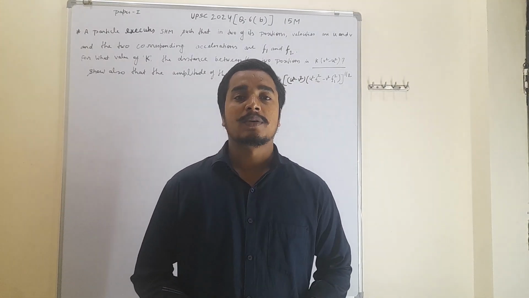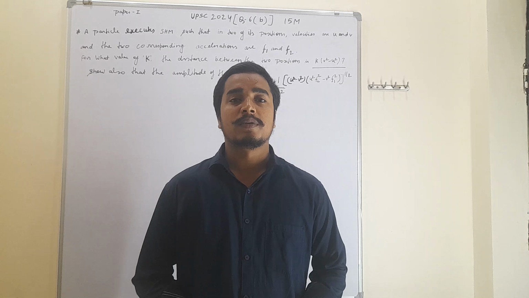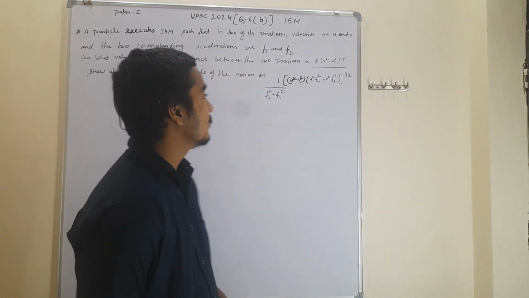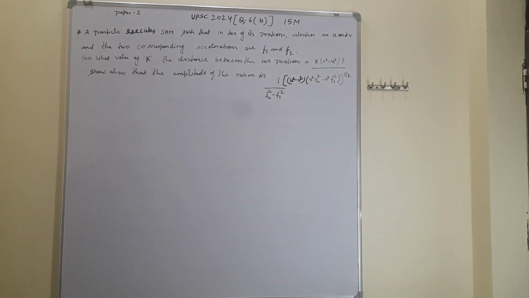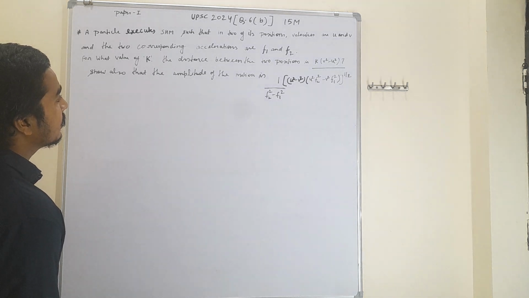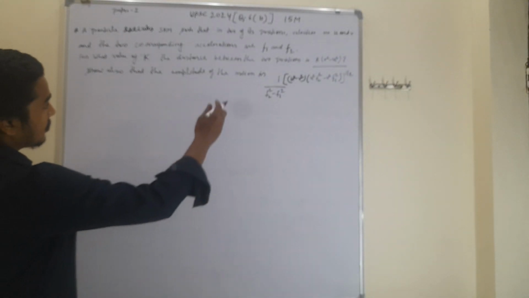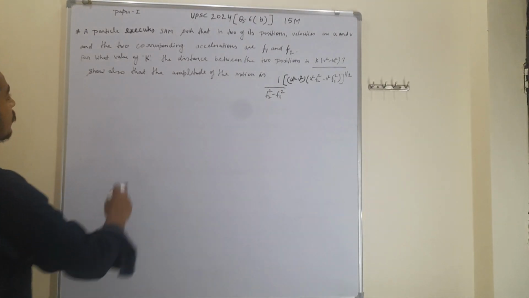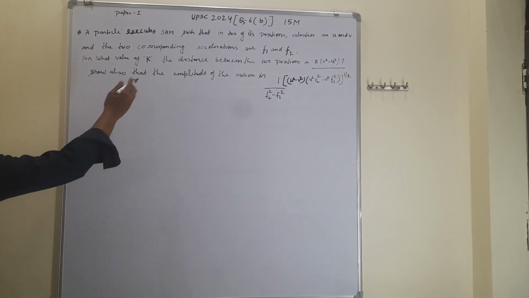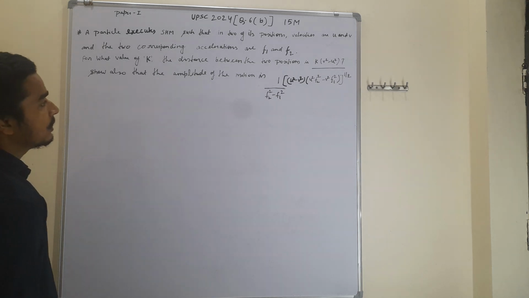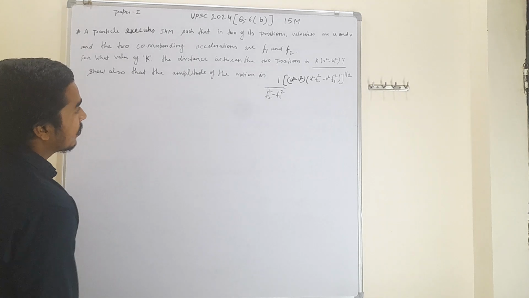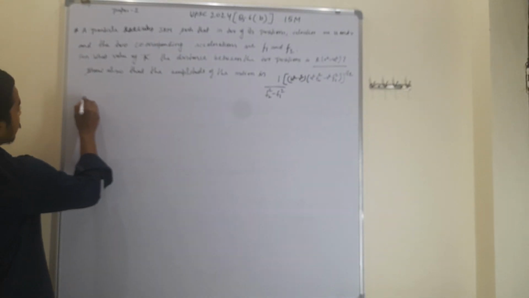Hello everyone, today we are going to solve the problem of UPSC 2024 15 marks question from topic simple harmonic motion. Here in the question, a particle executes simple harmonic motion such that in two of its positions, velocities are u and v, and the two corresponding accelerations are f1 and f2. For what value of k is the distance between the two positions k times (v square minus u square), and also show that the amplitude of the motion is this. Let's solve the problem.